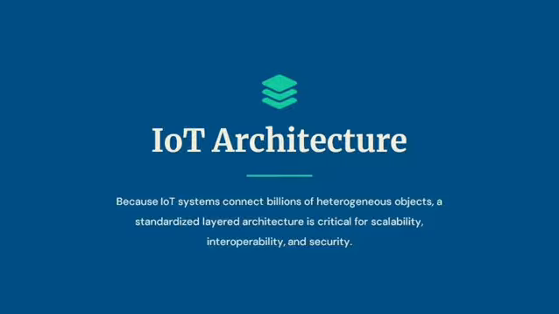Now let's zoom out to the architecture. Because IoT connects billions of different devices, we cannot just plug them in randomly. We need a standardized layered architecture. This is critical for scalability, security, and ensuring that devices from different manufacturers can work together.